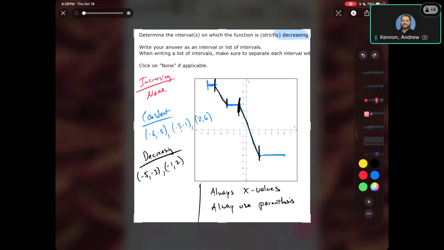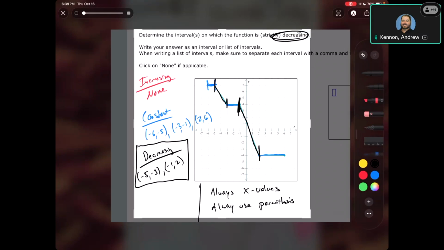I should change my colors there, but I'm not going to change all my colors. You do not have to do all three of these. You only have to do the one that it's asking for. So your answer is just this one. I just figured I'd go over all of them because depending on which version you get, it could be different. So I only need to do the decreasing there, but make sure you use your x values and you always use parentheses.